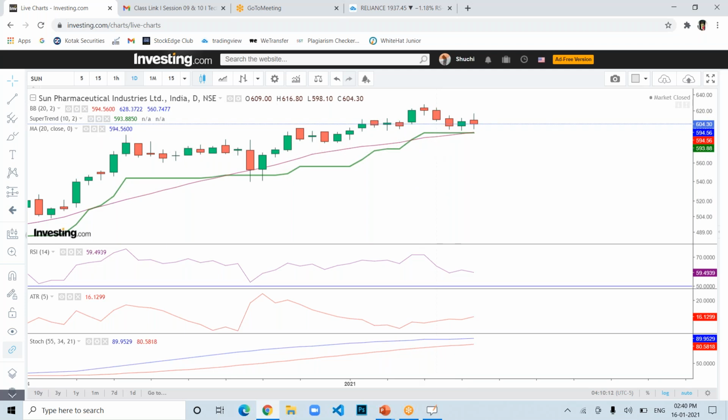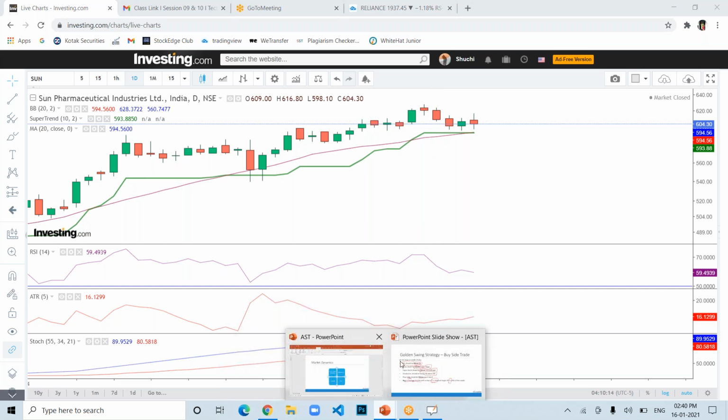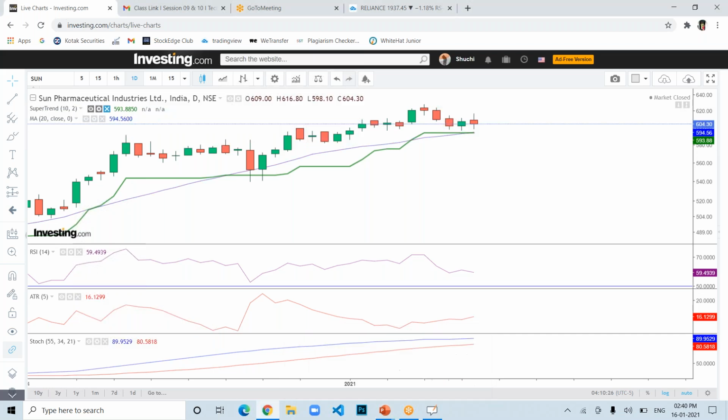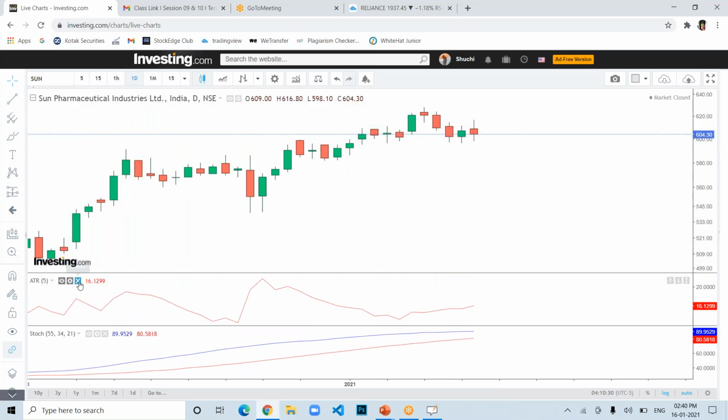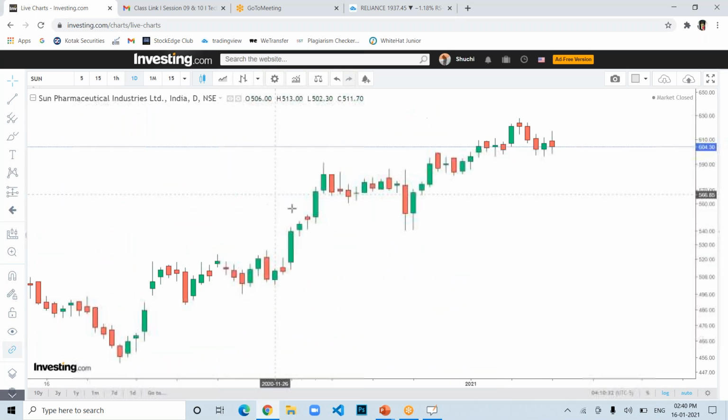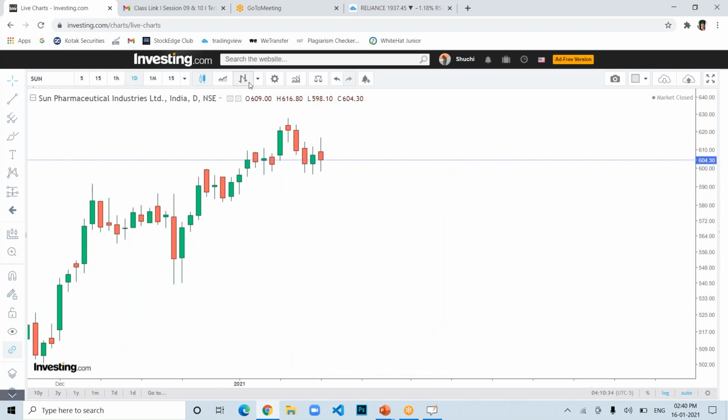Right, I'll show you all the indicators. I'll share the PPT also. Look at the PPT and I'll show you all the settings. Don't worry, I'll just show you all the settings again. Let me plot it again for you all. I'm just removing all the indicators again and plotting it again for you all.